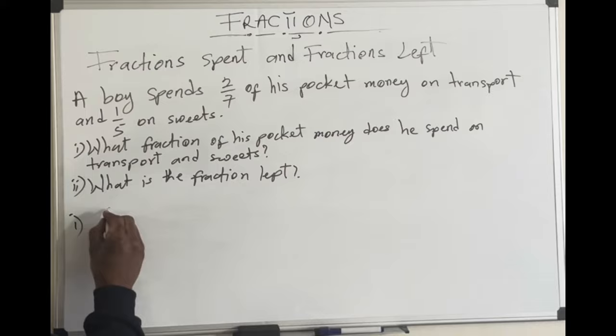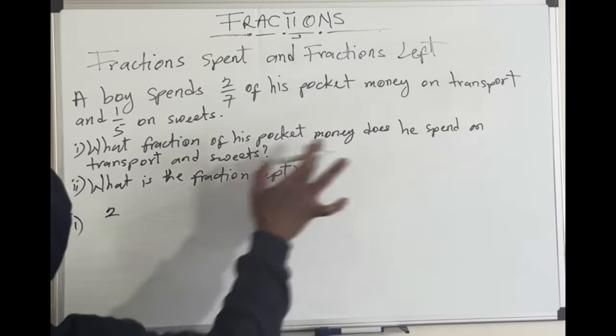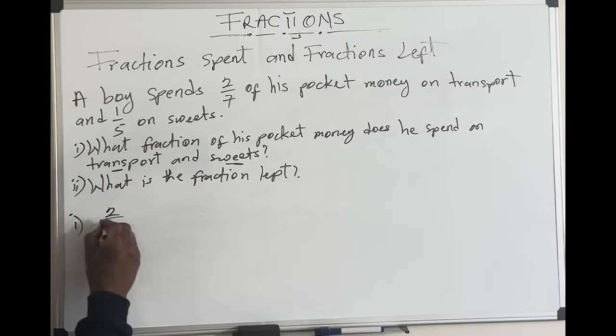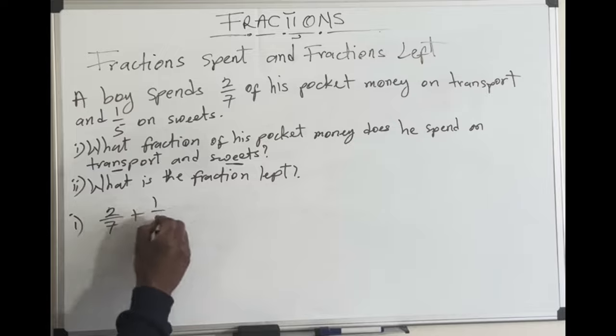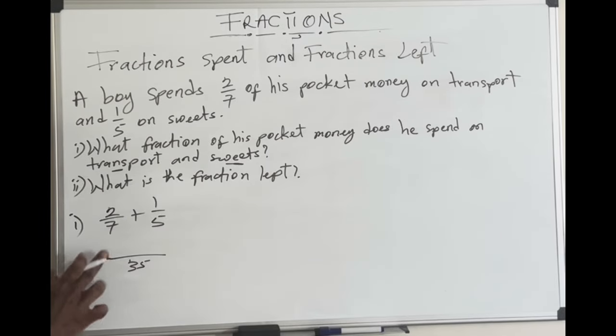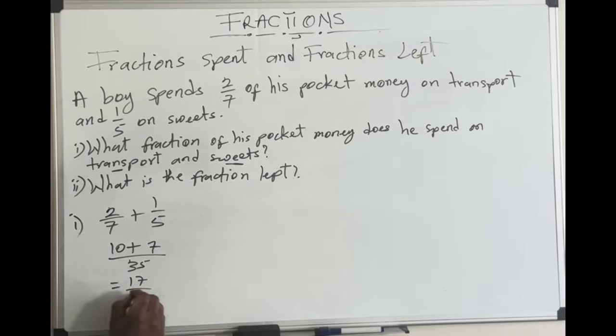Because the question asks what fraction of his pocket money he spends on transport and sweets, we want 2 over 7 plus 1 over 5. So 35, and then 7 goes into 35, 5, 5 twos are 10, plus 7, 17. So 17 over 35 will be our answer.